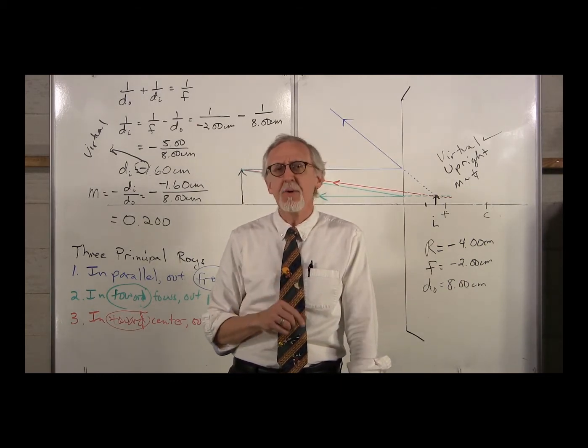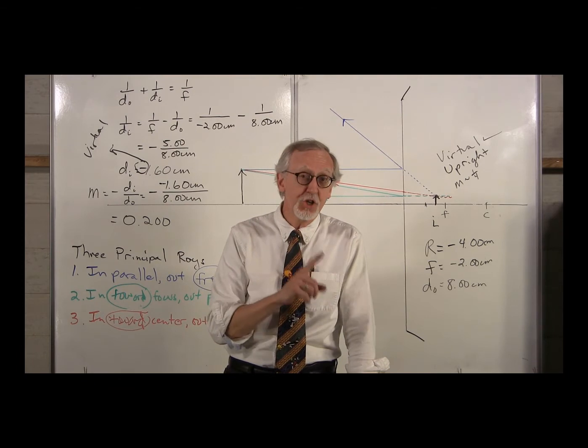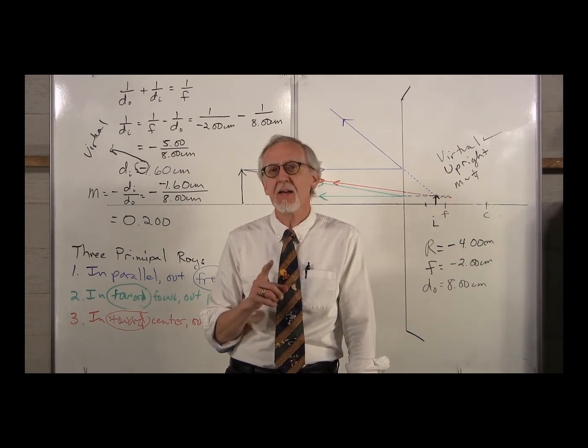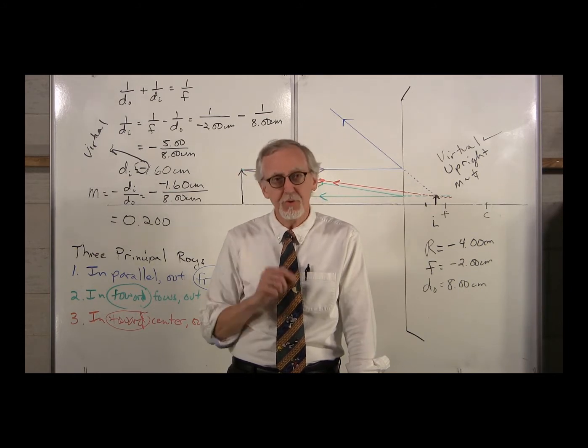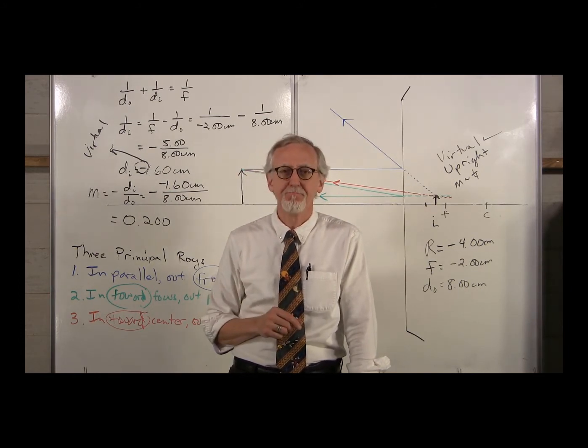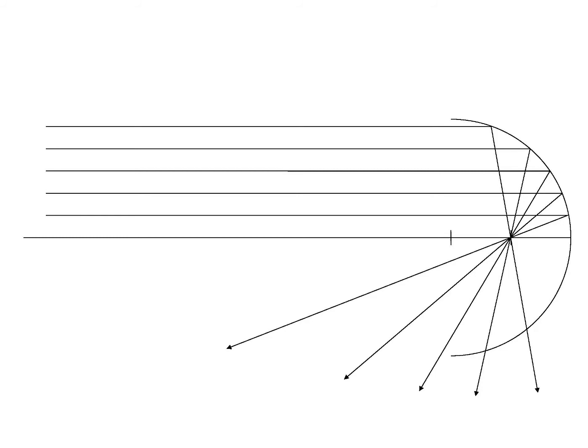I have a diagram I want us to take a look at that shows what the rays look like if we were to draw all of these rays coming through the focal point. Let's just take a look at that. So here's the diagram, and all of these rays have been drawn as though they were to reflect off the mirror and pass through the focal point.